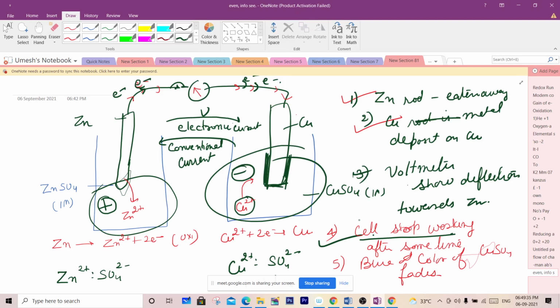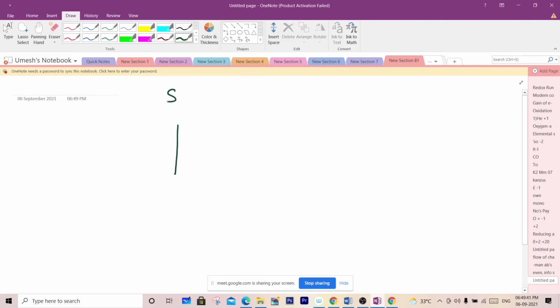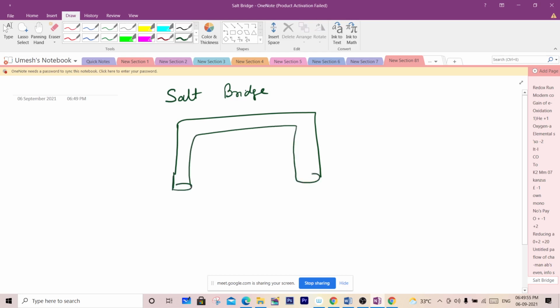Understood? And to overcome the problem, we now have a salt bridge. Salt bridge is a U-shaped tube with a cotton plug here, and inside it we have agar-agar gel.